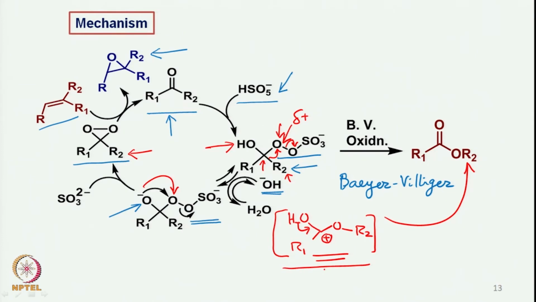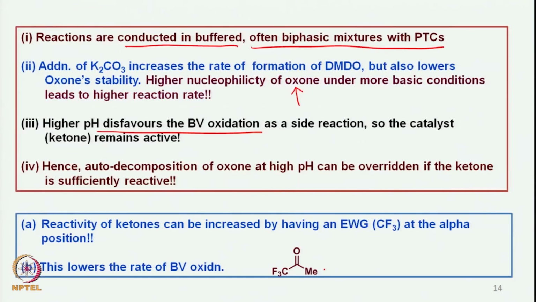So, you can use basic condition. Basic condition helps in decreasing the Baeyer-Villiger oxidation and increasing the dioxirane formation, but of course it allows somewhat of a decomposition of the oxone. Hence, auto decomposition of oxone at high pH can be overridden if the ketone is sufficiently reactive. So, what can one do is the higher pH, as I said, disfavors Baeyer-Villiger oxidation as a side product formation. So, the catalyst remains active.